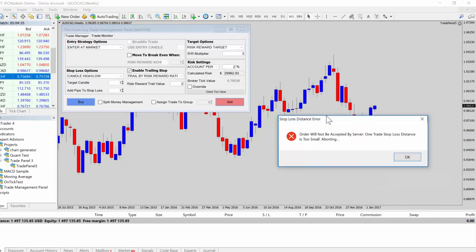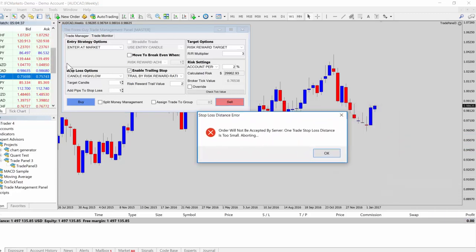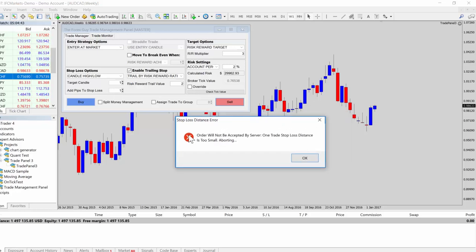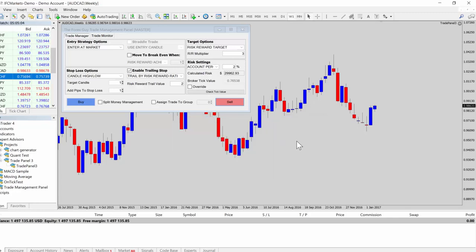Oh, it's actually giving me an error here. This is what I was talking about before. You've got to make sure your stop loss and your entry price are actually valid. It says it will not be accepted by the server because the stop loss distance is too small. I'm asking it to put my stop loss at the candle 1 high, but I'm asking it to sell, and the price just happens to be right at the candle high here. So either the entry price is on the wrong side of the stop loss, or the stop loss size is too small.